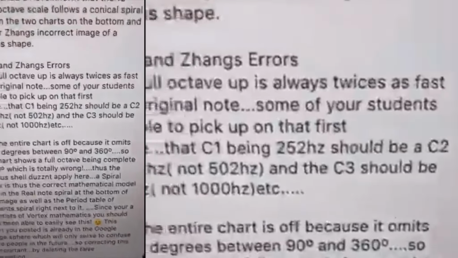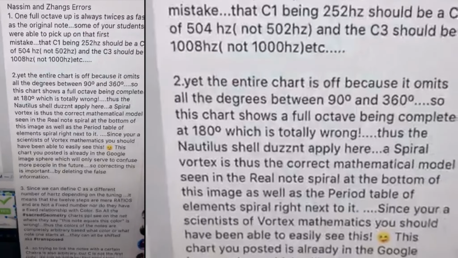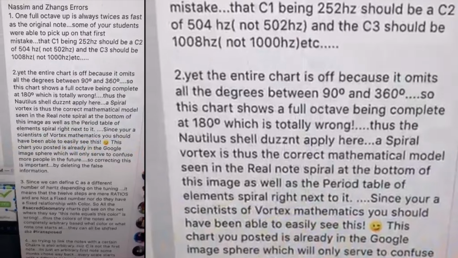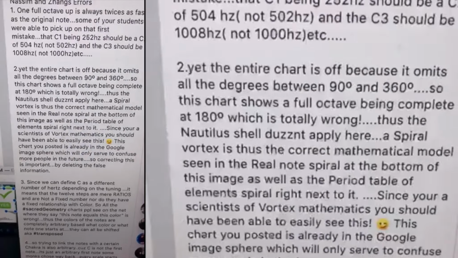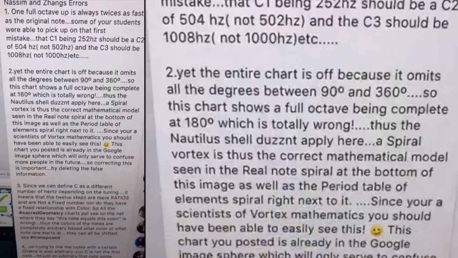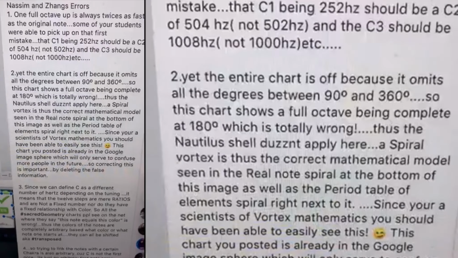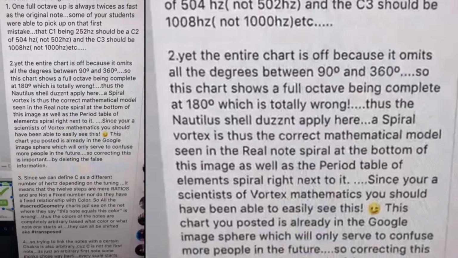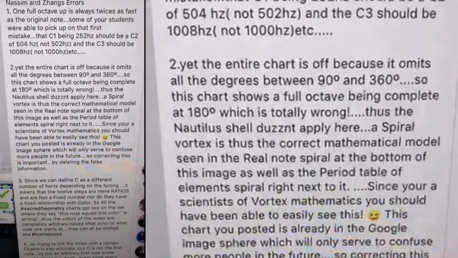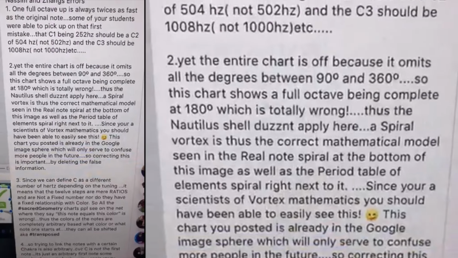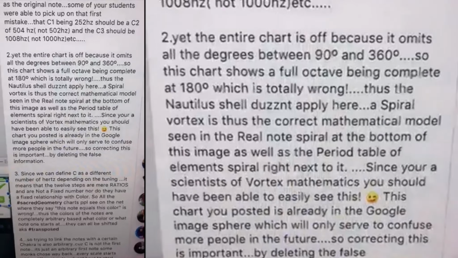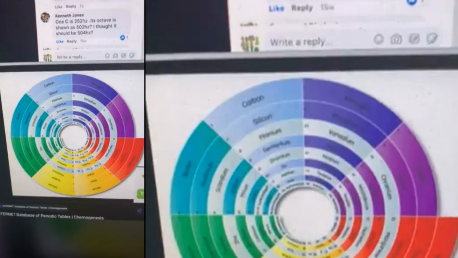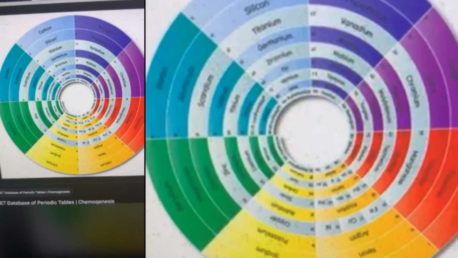Okay, so let me start back. So this chart shows a full octave being complete at 180 degrees, which is totally wrong. Thus, the Nautilus shell doesn't apply here. A spiral vortex is thus the correct mathematical model seen in the real note spiral at the bottom of the image, as well as the periodic table of elements spiral right next to it. Like I was saying, that's this one, and this one, all right?